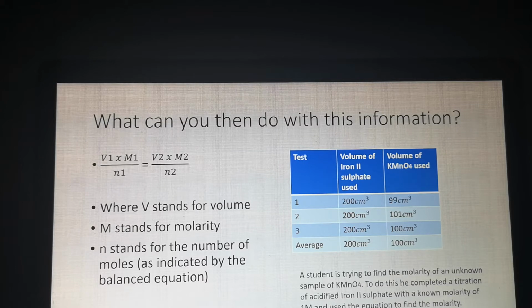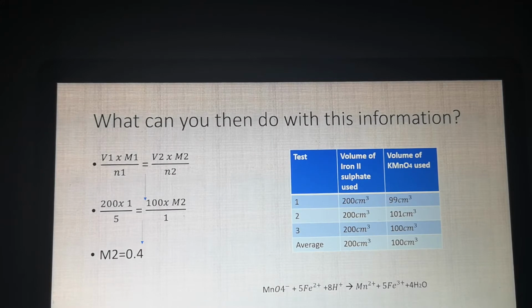So in this question, which I'm just running through as an example, a student is trying to find the molarity of an unknown sample of KMnO4. To do this, he completed the titration of acidified iron 2 sulfate with a known molarity of 1 molar and used the equation to find the molarity of the potassium permanganate. I've just plugged these things into the equation here. I find it helps to write out the equation or have the equation in front of you, then substitute in the figures that you have.